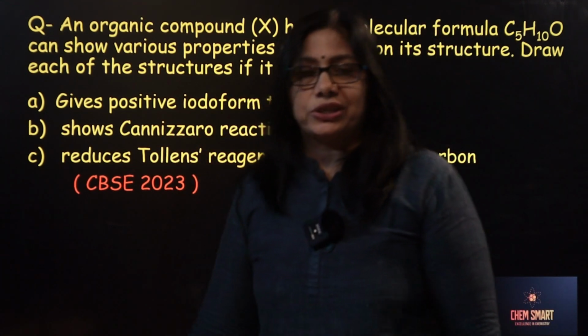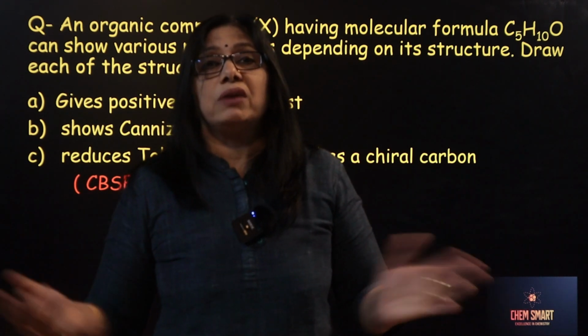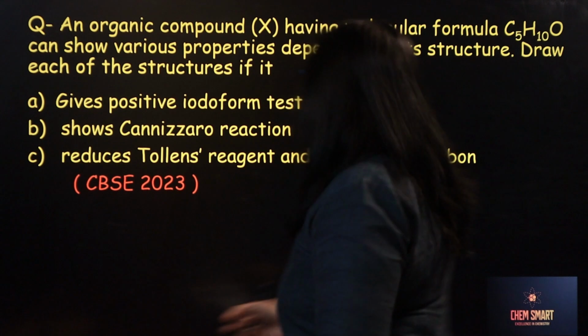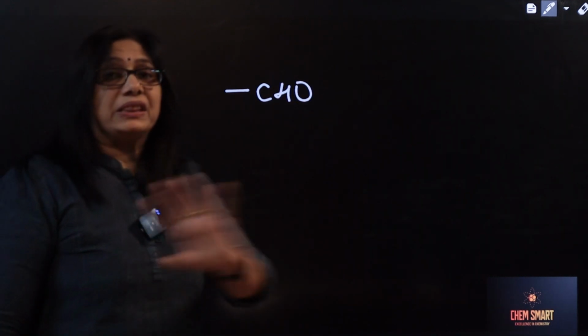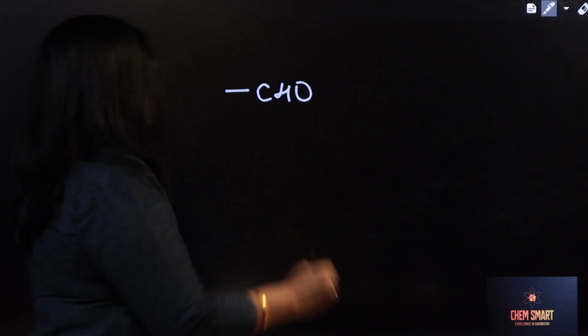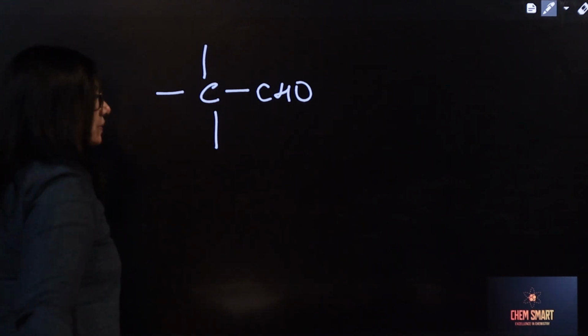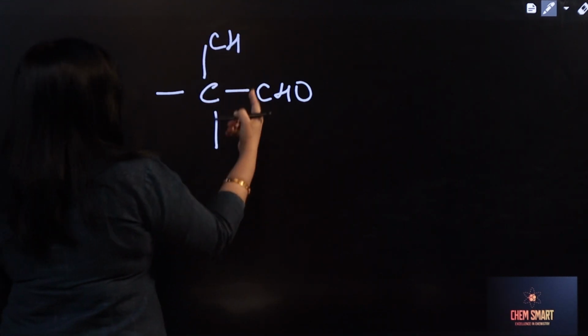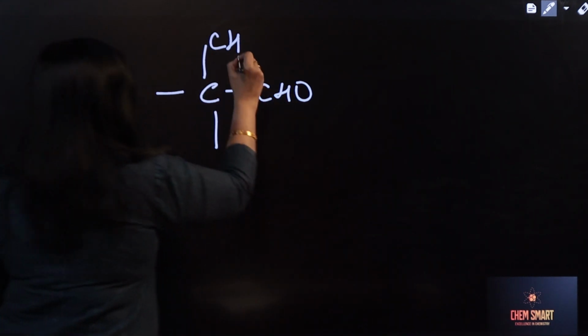The next one shows the Cannizzaro reaction. Cannizzaro reaction is given by what type of compounds? Aldehydes without alpha hydrogen atom, right? So we are going to see what the possibilities are there. Cannizzaro reaction means aldehyde, but without alpha hydrogen atom. That means the carbon connected to it should not have any alpha hydrogen atom. Because we already put 2 carbon atoms, now we have to put 3 more. So let's try in this way.